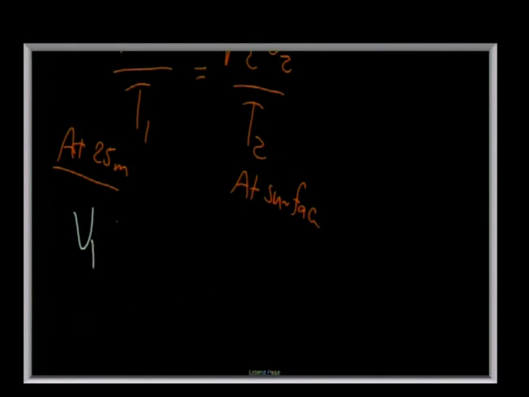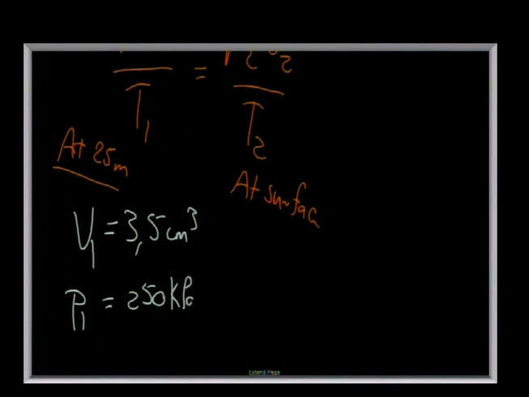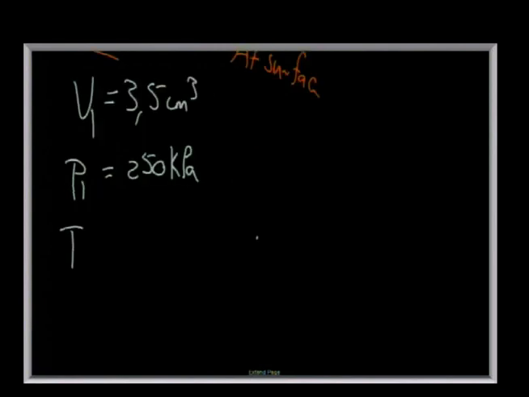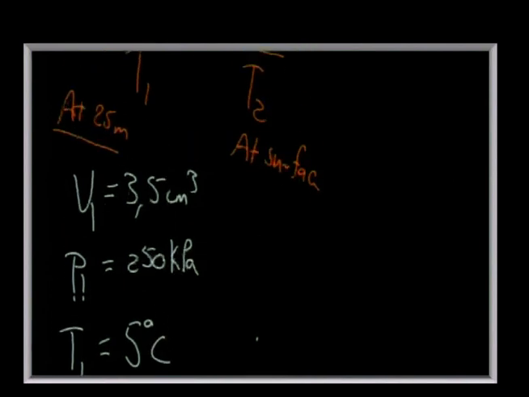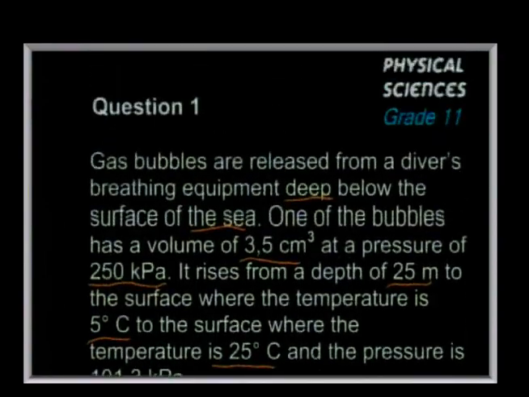So volume 1 was 3,5 centimeters cubed. Pressure 1 was 250 kilopascals, and the temperature at this depth, the temperature in degrees Celsius, you will note has been given as 5 degrees Celsius. Okay, now look at the question again.